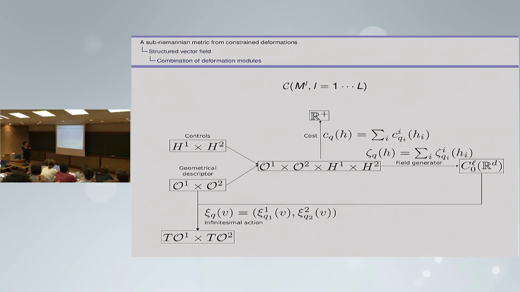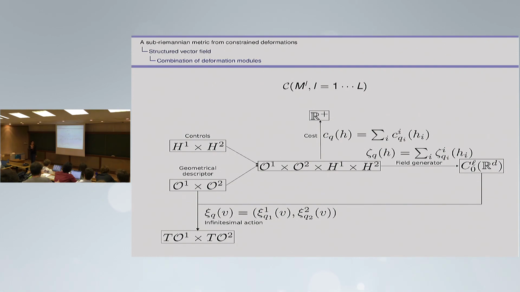The new space of geometrical descriptors is just going to be the product of the 2 spaces. So you combine the 2 geometrical informations that you have. You combine the 2 ways of playing with the possible generating vector field. And the field generator will take as input a geometrical descriptor, which is now a couple of 2, and a control, which is a couple of 2, and sum the generating vector fields. The infinitesimal action takes vector fields and applies them to the couples of the 2 geometrical descriptors, and it just applies component-wise. So it applies the field to the first component and to the second component.